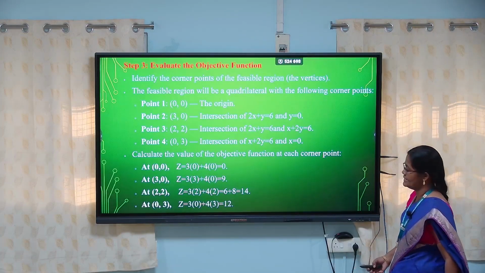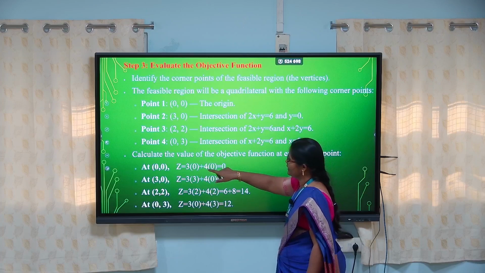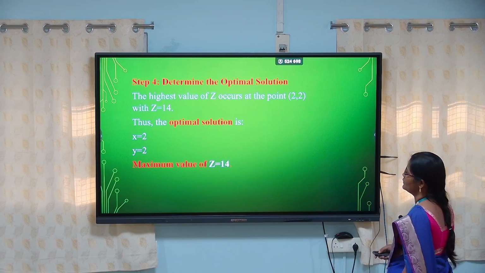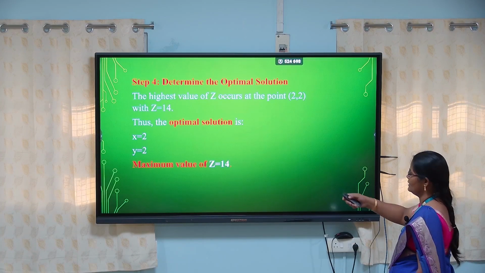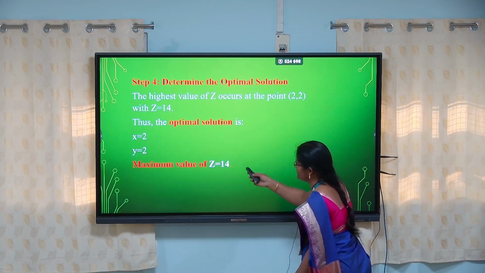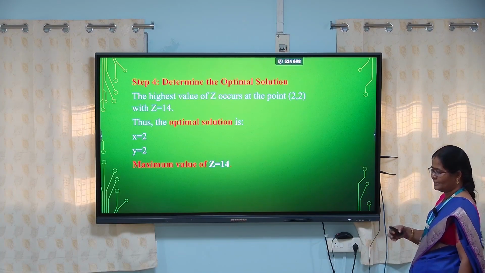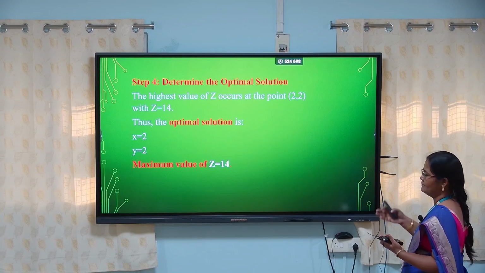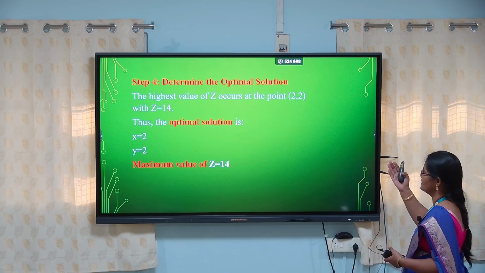Suppose it were a minimization problem, the result would switch to the point (0, 0). The highest value of z occurs at the point (2, 2) with z equal to 14. Thus, the optimum solution is x equal to 2 and y equal to 2, and the maximum value of z is 14. Similarly, we can draw multiple constraints in a single graph, shade and mark the feasible region, and then find the optimum solution for the linear programming problem.